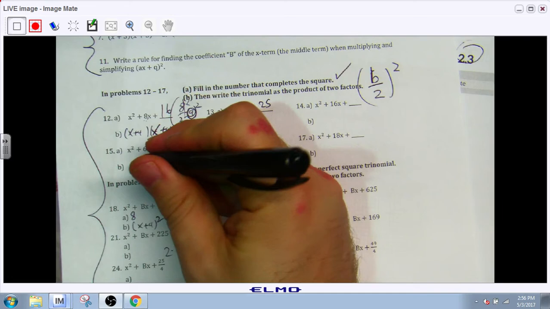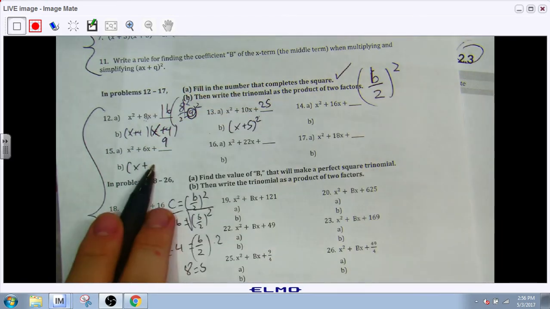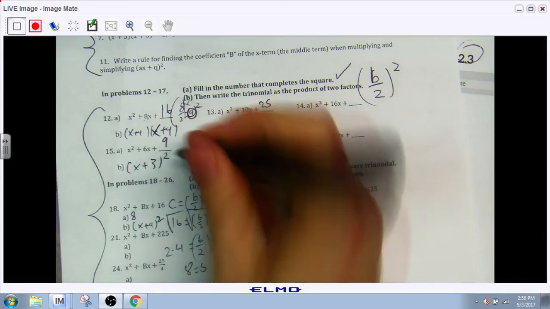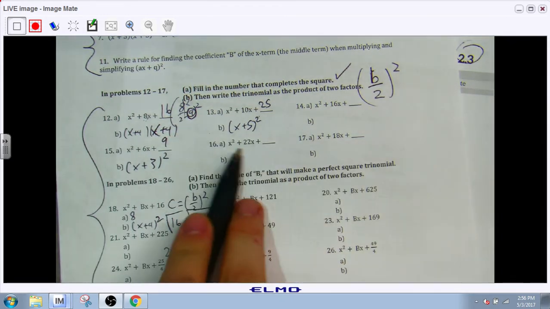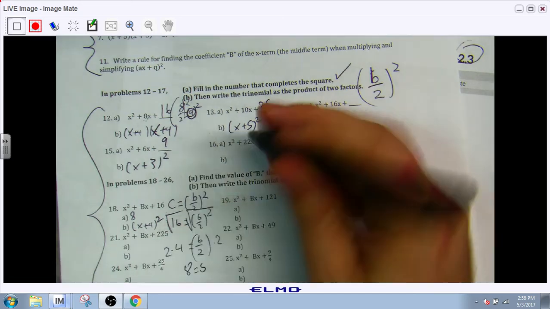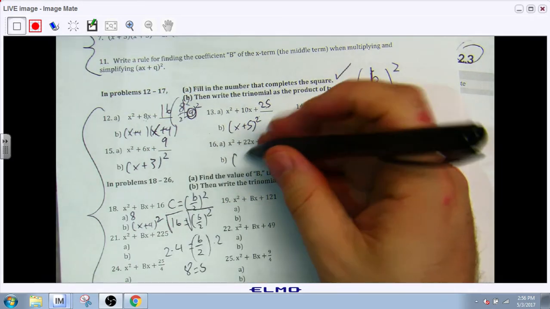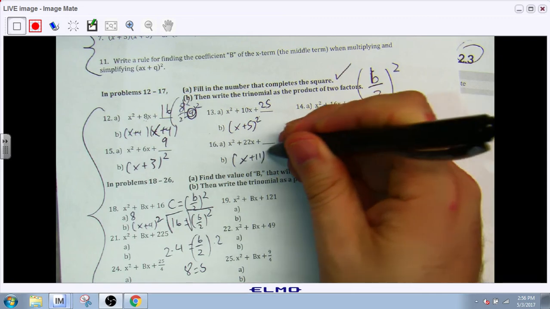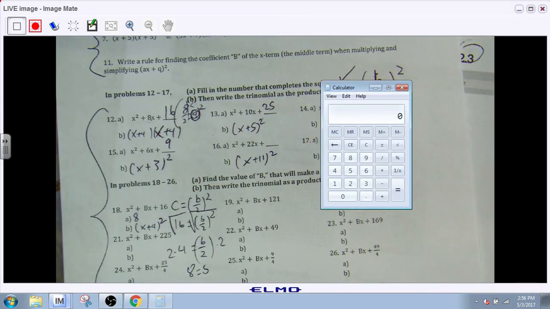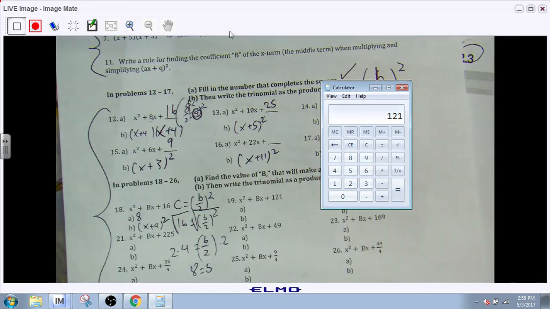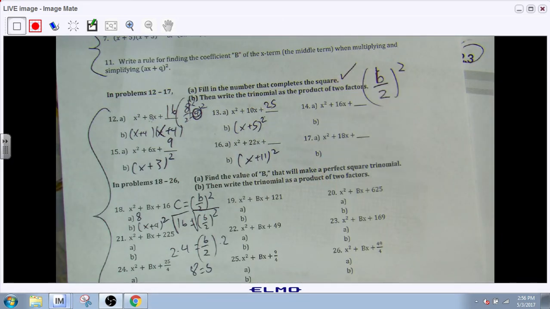And then this would be x plus, well, it's actually whatever our b divided by 2 is, which is 3, squared. And that's it. You're gonna do this all day. 22 divided by 2 is 11, so that's going to be x plus 11 squared. And then to get this, we need to take 11 and square it, which is, ooh, actually I don't know this off the top of my head. 121? Yeah. Aha, I did know it after all. 121.